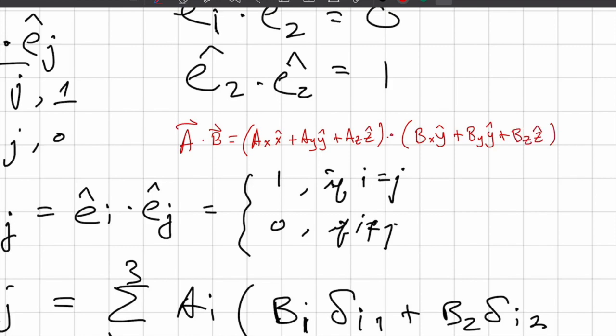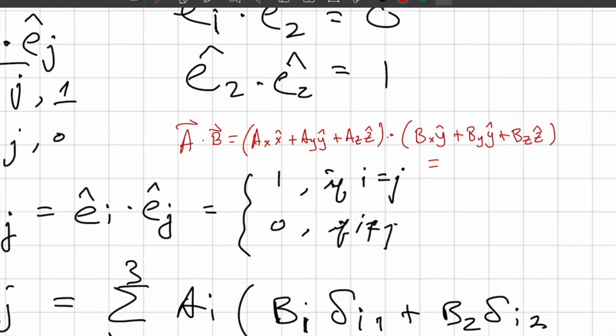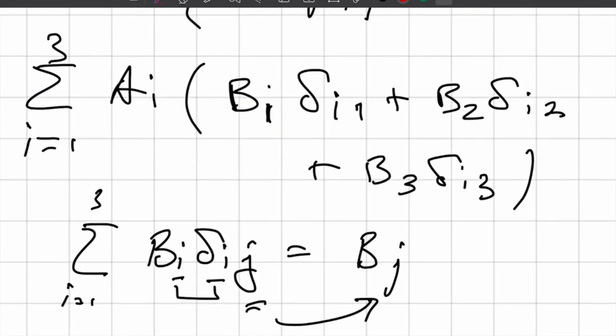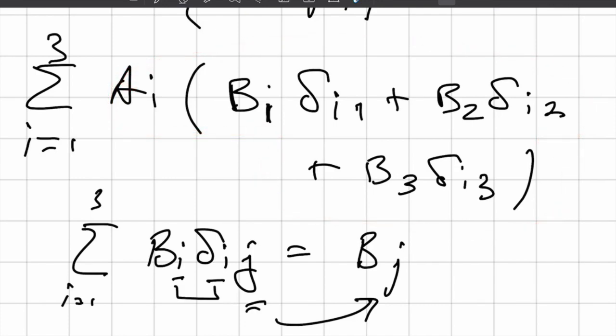So if I were to do this dot product here, how many terms would you get from these two things here? You get 9 of them. But would all of them exist? What would a term like Ax x hat dotted By y hat give you? Exactly. And that's what you're getting right here. So when you write this out, you're technically going to get 9 terms, but most of them vanish.